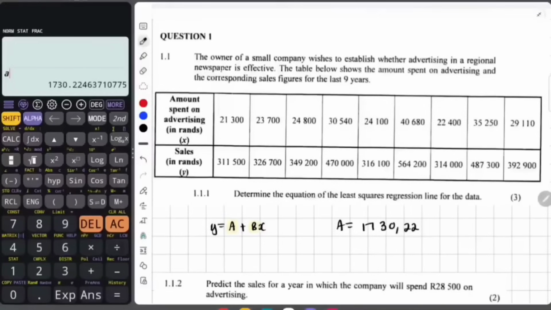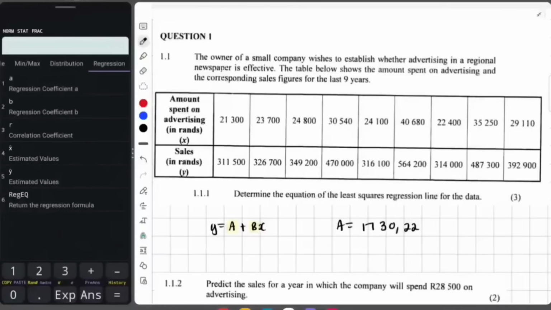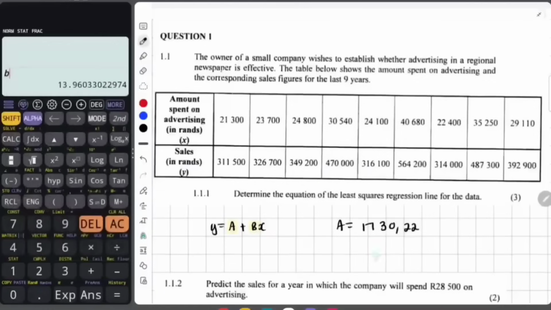Now in order to find B, you can just press AC Shift 1. Even if you just press Shift 1, it will work, but I just like to press AC. So AC Shift 1, and then again you're going to go back to that whole thing with the 6 options. Then you just have to choose option 5 for regression, and then after choosing option 5, you're going to go for number 2 this time because we want to find out what B is.